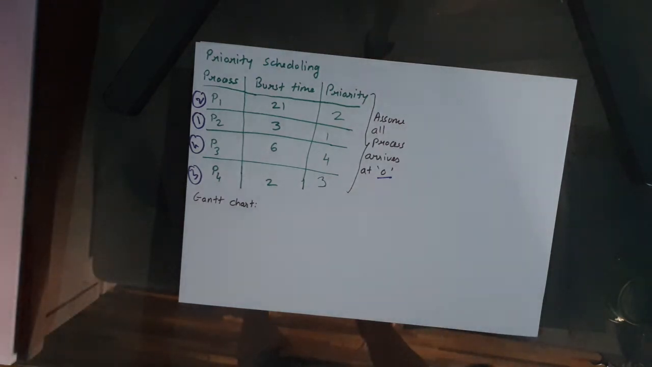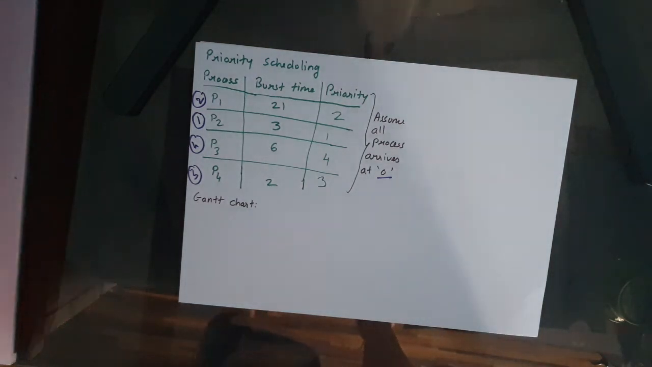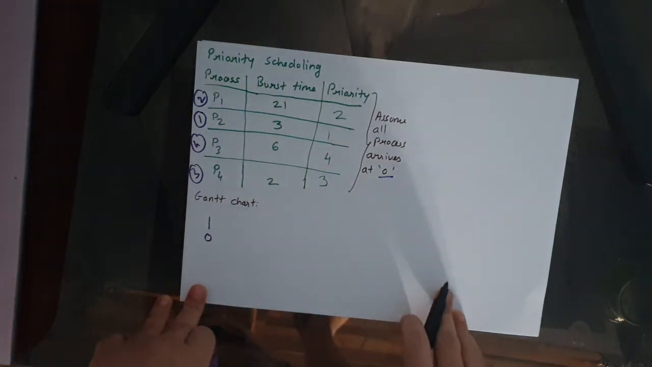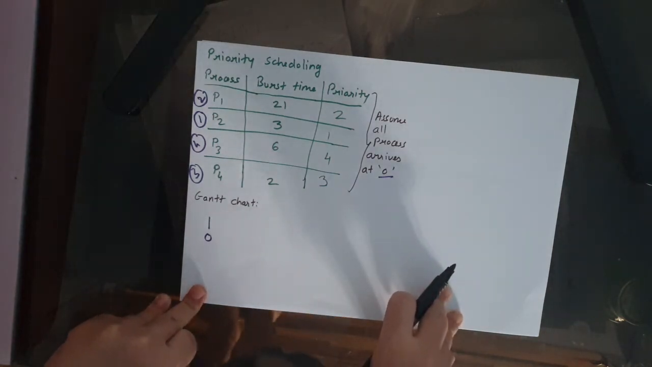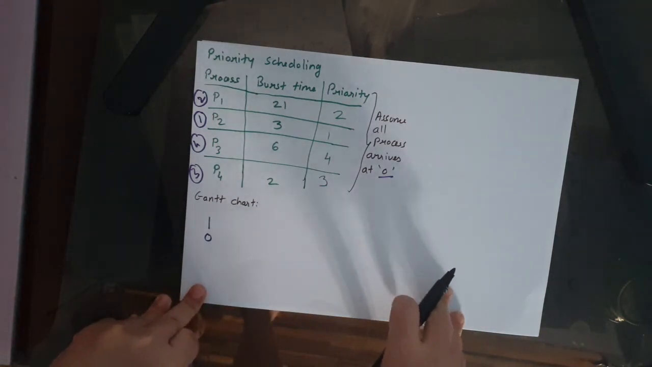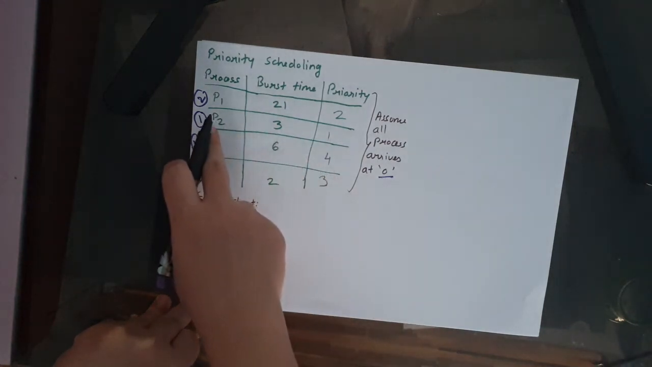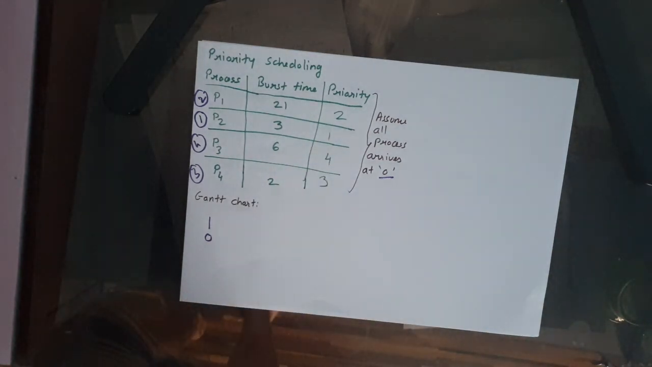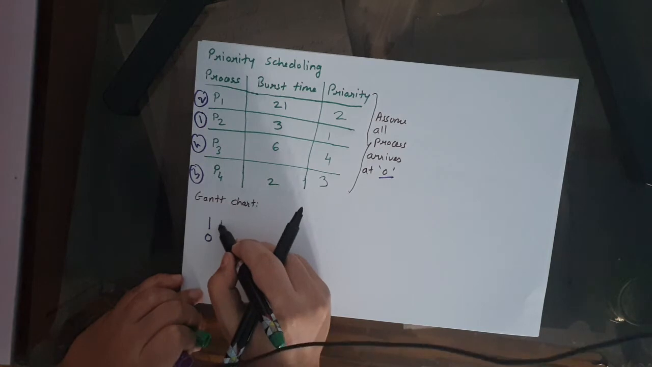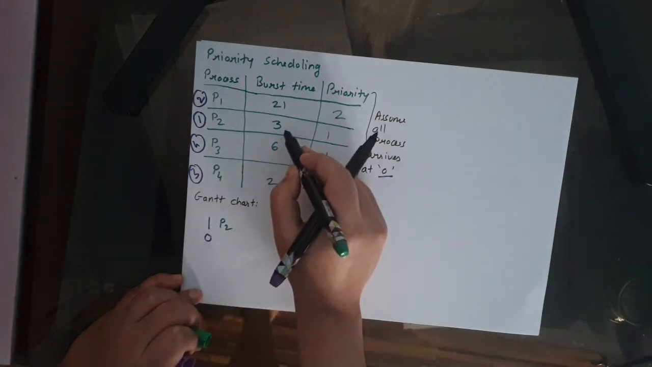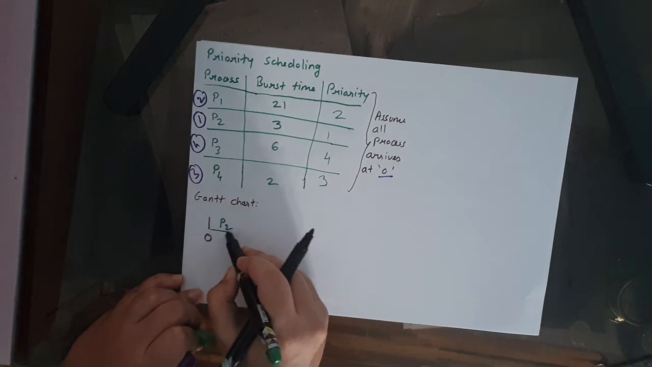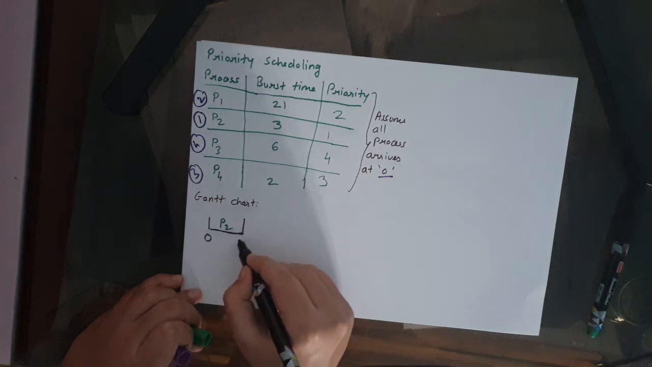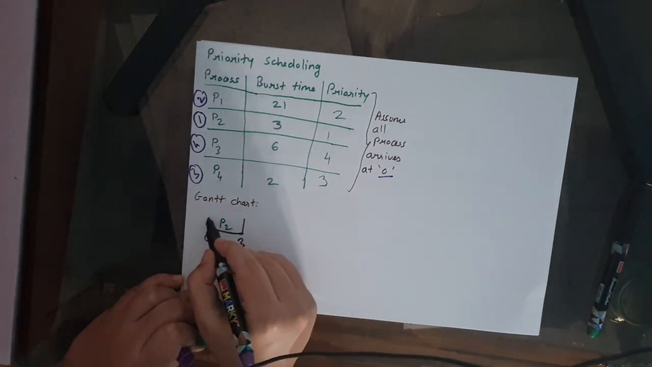So let's begin with our CPU allocation part, that is building up our Gantt chart. We always begin at time 0. So the very first process, depending on the priority, is the one we give the CPU. The very first process to get the CPU is supposed to be P2, because its priority is 1. So P2 will be in the CPU. It is supposed to be allocated for 3 time units. Till time unit 3 it will get executed.